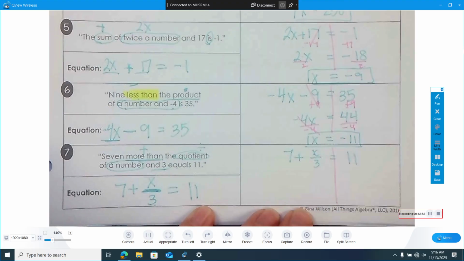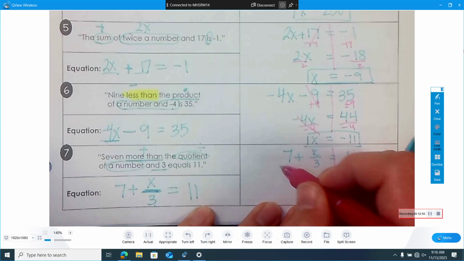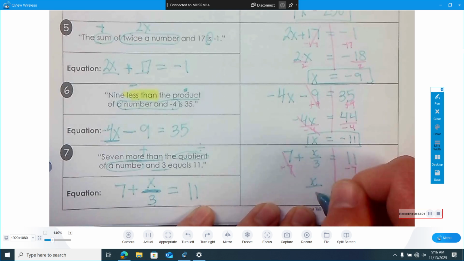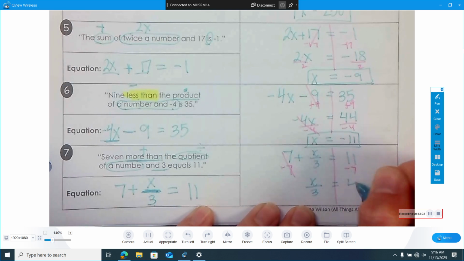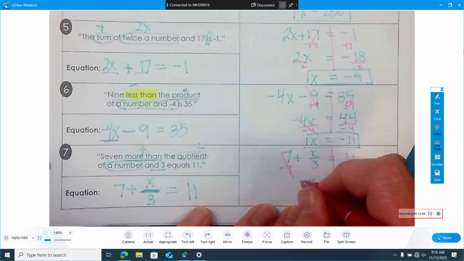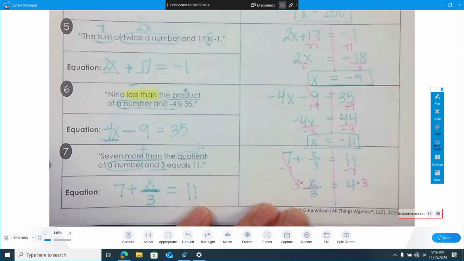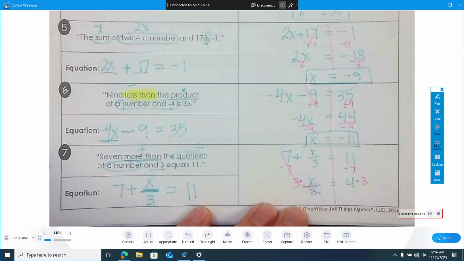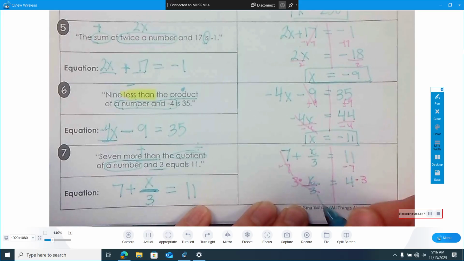And we want to solve. Subtract this 7. We get a number divided by 3 equals 4. How do we undo divide by 3? Times by 3 on both sides. Very good. The opposite of divide is multiply. So we're going to multiply both sides by 3. We get x equals 12.